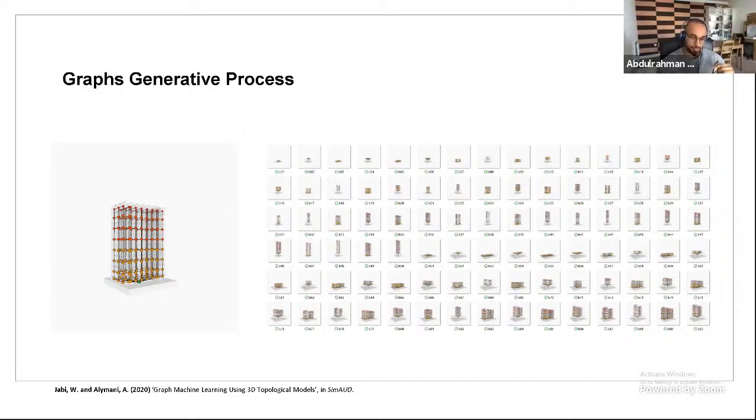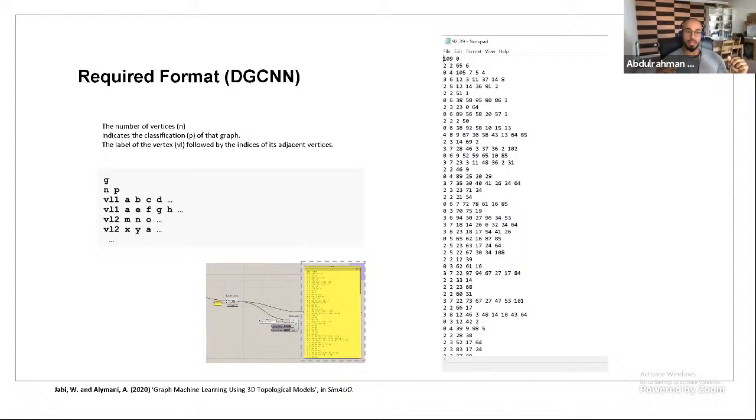The DGCNN requires a specific format to understand the relationship of the graph. So this is the format. G is the total number of graphs, for example 1,000, 2,000 or 3,000 graphs. N is the number of vertices for every graph, for example 109 vertices in that graph. And B is the classification, or the label of the classification. So for example, zero means the building sits in the ground. If it's one, the building has a podium. If it's two, the building has no podium, but would have columns. So this is the classification.